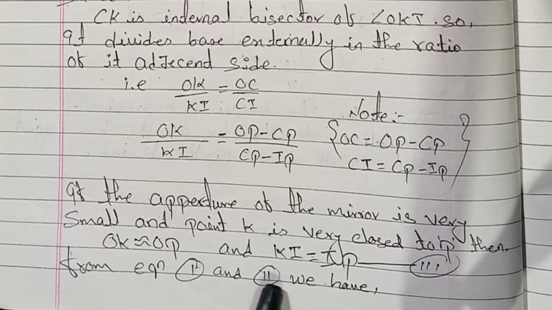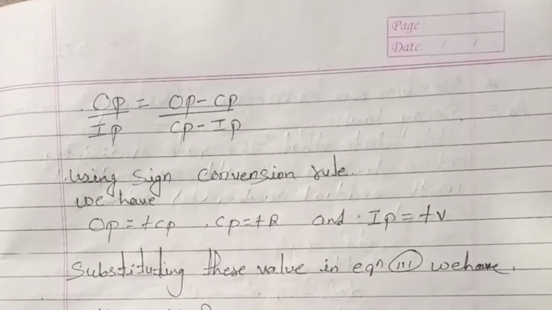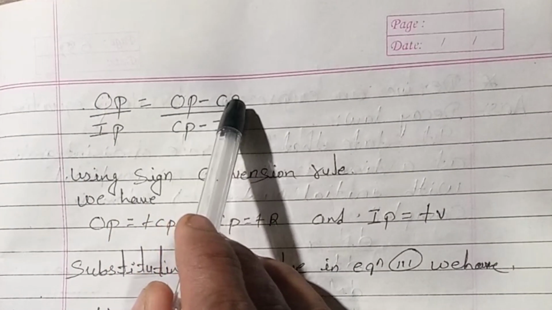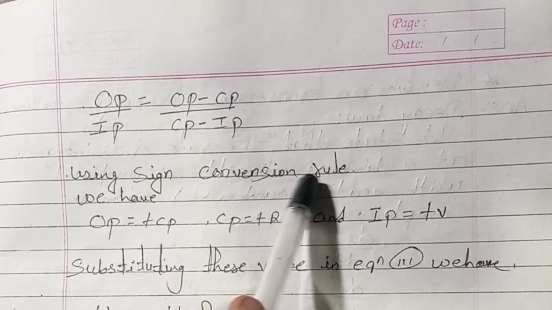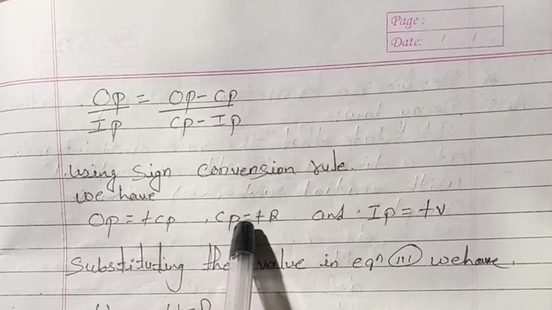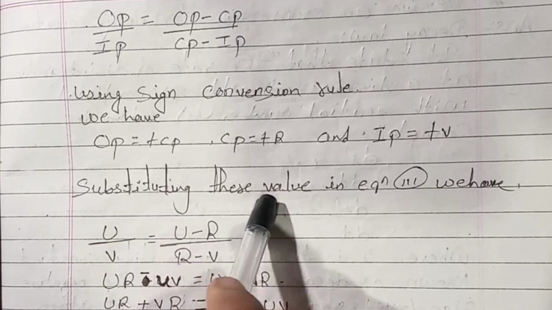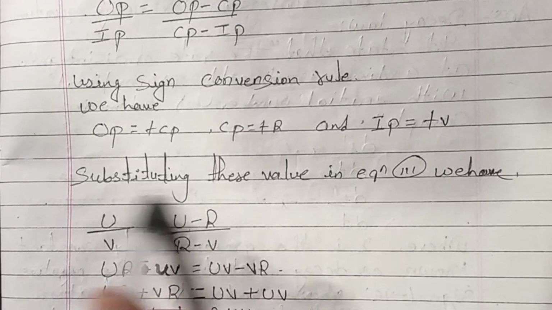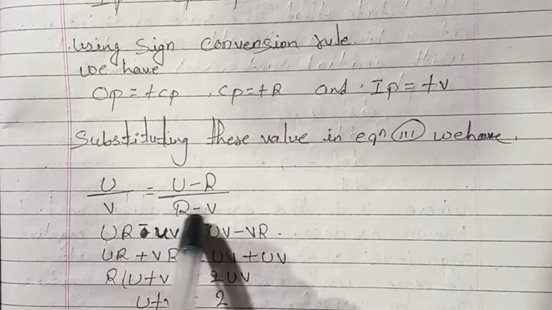From equation number 1 and equation number 2 we have OP by IP is equal to OP minus CP by CP minus IP. Using the sign convention, we have OP is equal to plus U, CP is equal to plus R and IP is equal to plus V. So substituting these values in equation number 3, we have U by V is equal to U minus R by R minus V.